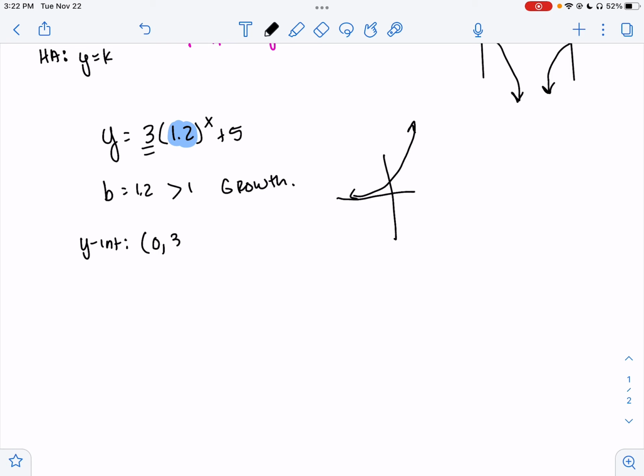My y-intercept is always going to be that initial amount, so my initial amount was 3, and then whatever shift I have. It gets shifted up 5, so my y-intercept is actually going to be at 8 here. My horizontal asymptote is just my k value, so my HA is at y equals 5. But in upper level, we don't always just want to say a horizontal asymptote. We want to look at the scope of end behavior. So on the left-hand side, y is going to go towards that asymptote, and on the right-hand side, because it's a positive a value, we're going to go towards infinity.